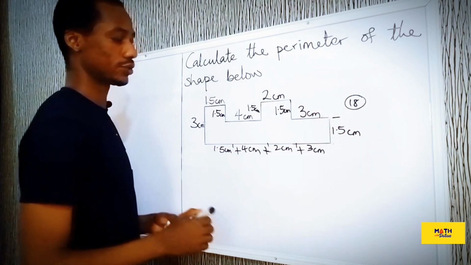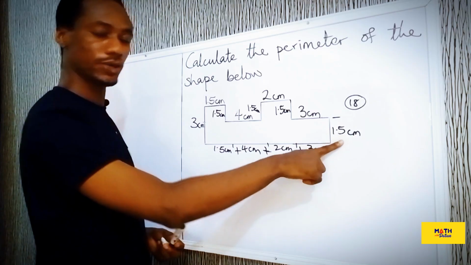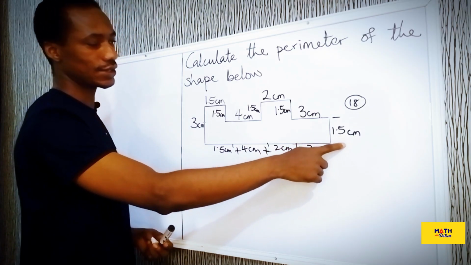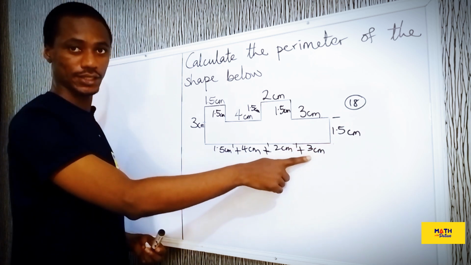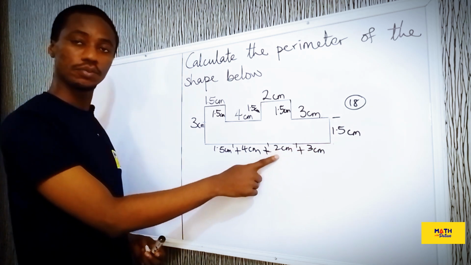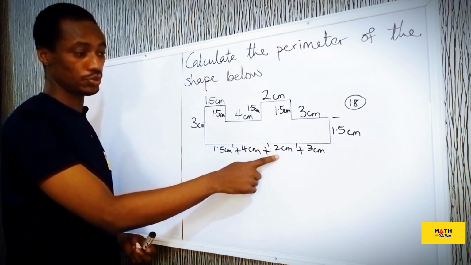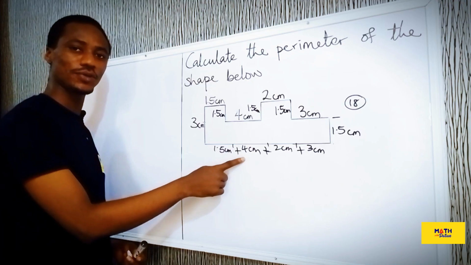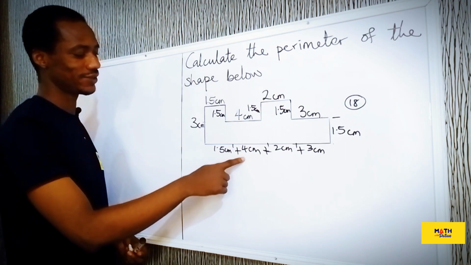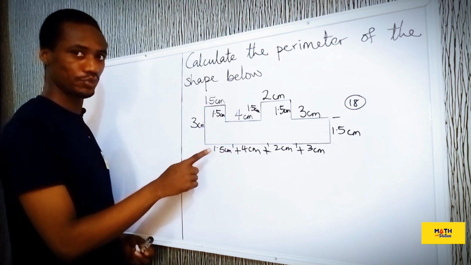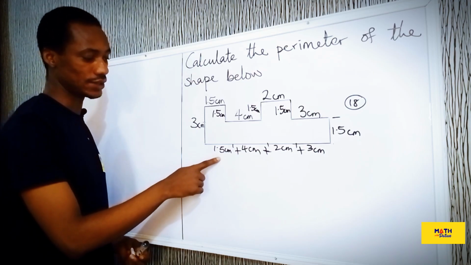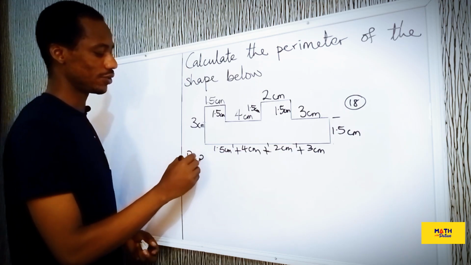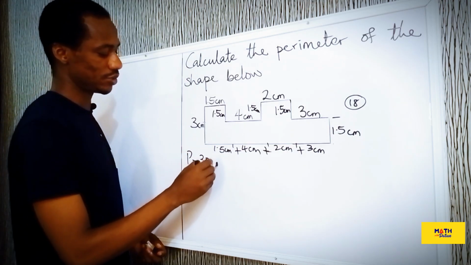So I got 18 up to this point. I'll continue. 18 plus 1.5 is 19.5. 19.5 plus 3 will be 22.5, plus 2 will be 24.5. 24.5 plus 4 will be 28.5. 28.5 plus 0.5 will be 29. And 29 plus 1 will be 30. So I got my perimeter to be 30 centimeters.